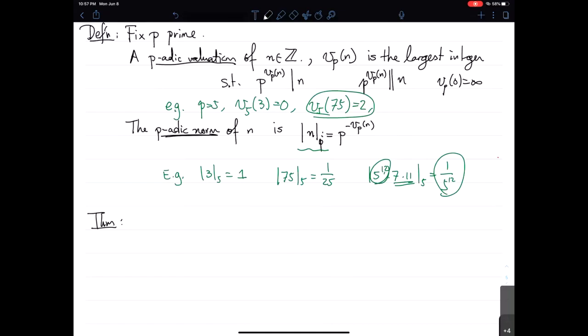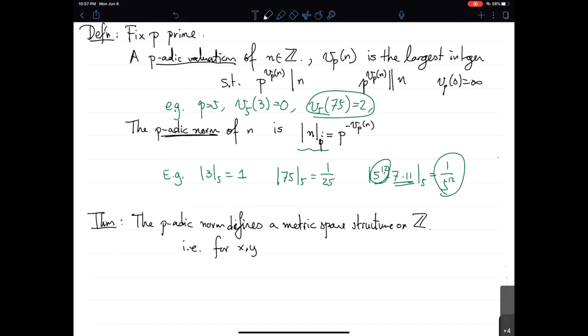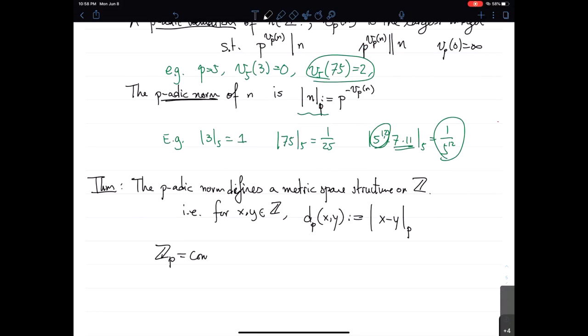The big theorem is that the p-adic norm defines a metric space structure on Z. That's to say that for x and y in Z, I can define their p-adic distance, d_p(x,y), to be the p-adic norm of their difference. And then Z_p is a completion of Z with respect to this distance d_p.